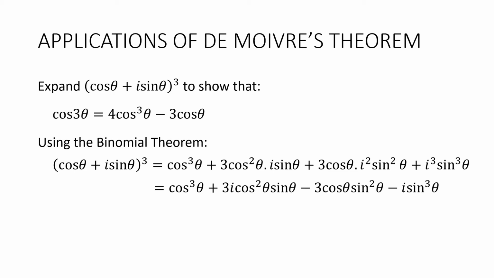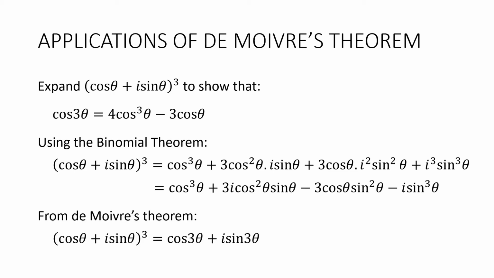All right, now using de Moivre's theorem, much easier, we get cos 3 theta plus i sine 3 theta. Now, we want to show this. So I can see this cos 3 theta here, and I can see bits of it sitting in here. What is missing from this is the sines and also the i's. So what we're going to do here is equate the real terms. So cos 3 theta is going to equal cos cubed theta minus 3 cos theta sine squared theta.